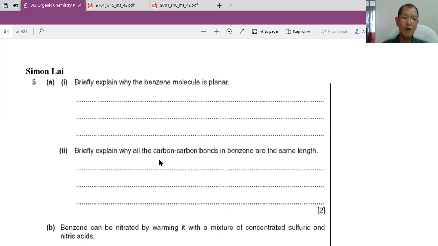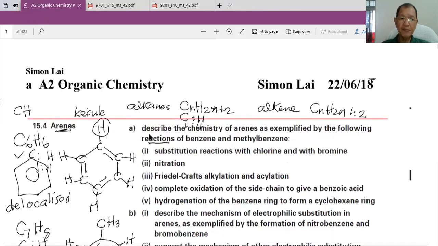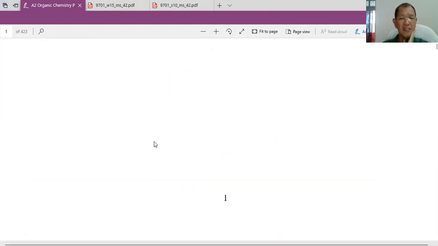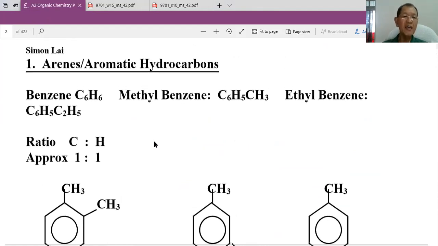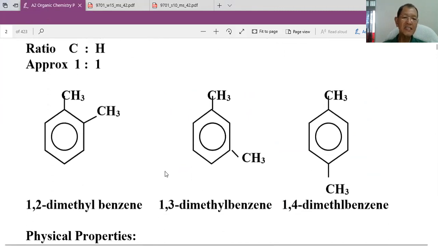This is where we go into the whole idea. Okay, let's look at page 1 again. Page 1. Here they are talking about the reactions, and of course not only the reactions first, but the structure. Here you can see my notes, you can read up yourself. Methyl benzene, ethyl benzene, see that, okay? Ethyl means C2H5 here. The ratio is approximately 1 to 2. See all the different types.